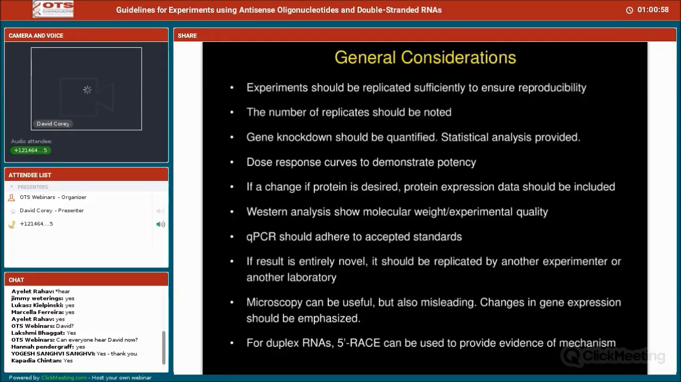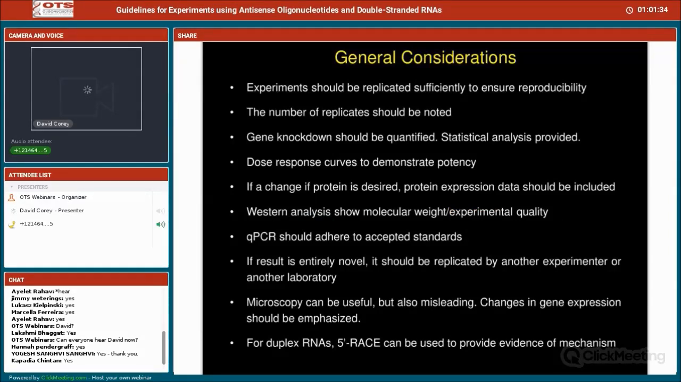Gene knockdown should be quantified. Statistical analysis provided. And you need to be very wary of any kind of statistical analysis that claims that a 10 or 20 or 30% level of knockdown or phenotypic change is actually sufficient. Dose response curves that demonstrate potency, very useful and very reassuring to the reader. If a change in protein is desired, that protein expression data should be included. That's something that you should look at.